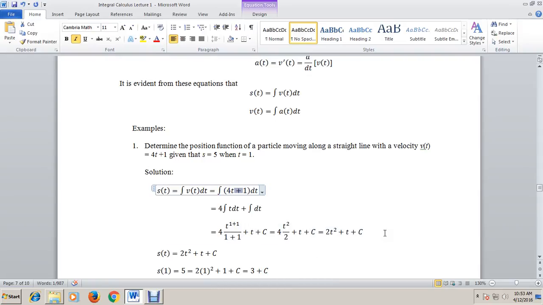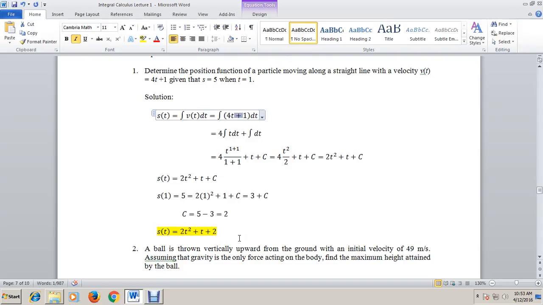Now, the solution does not stop there, since we are asked to get a particular value for the position function, given that s is equal to 5 when t is equal to 1. The expression 2t squared plus t plus c is not yet the answer since you do not have a particular value for c. Remember, our objective is to get a particular position function given that s is equal to 5 when t is equal to 1.